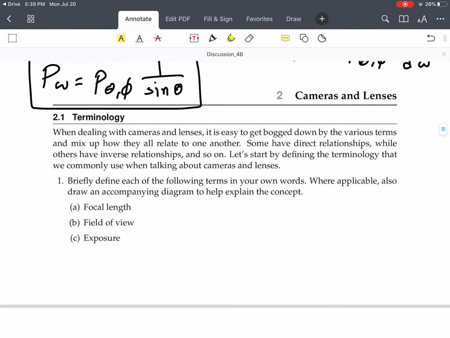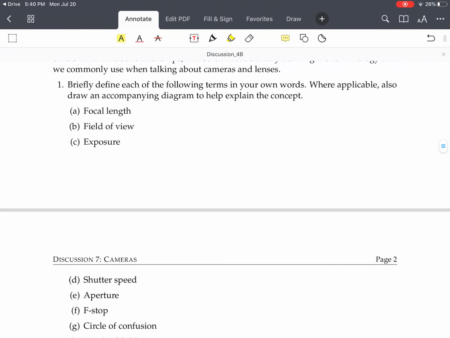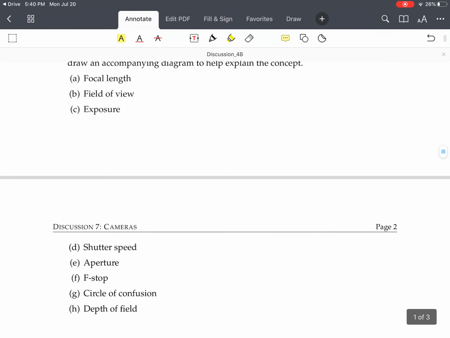Now let's get into the real meat of this discussion, and that is cameras and lenses. There's a lot of terminology when it comes to cameras, so a lot of things to keep in mind, a lot of things to know, and in particular what's important is knowing how they all relate to one another. So in question number 1, what we're going to do is define a lot of these terms and see what they mean, and hopefully get some more understanding about cameras through that.